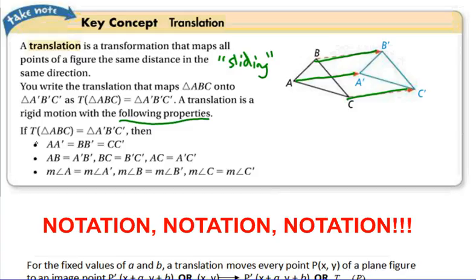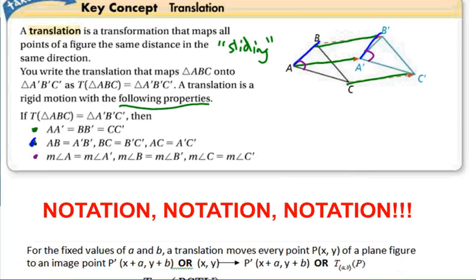Second one, AB is equal to A prime B prime. So that's where, I'll use blue for this one, the side lengths are going to be congruent. And then the corresponding angles are going to be congruent as well. So that's our last one. So we have angle A congruent to angle A prime, and so forth.